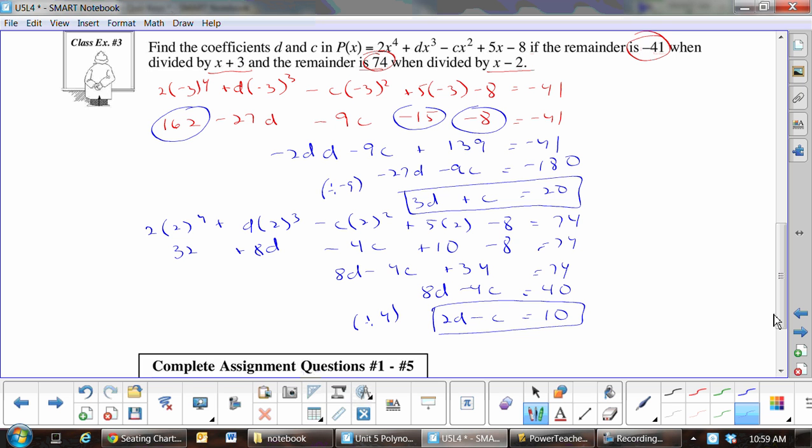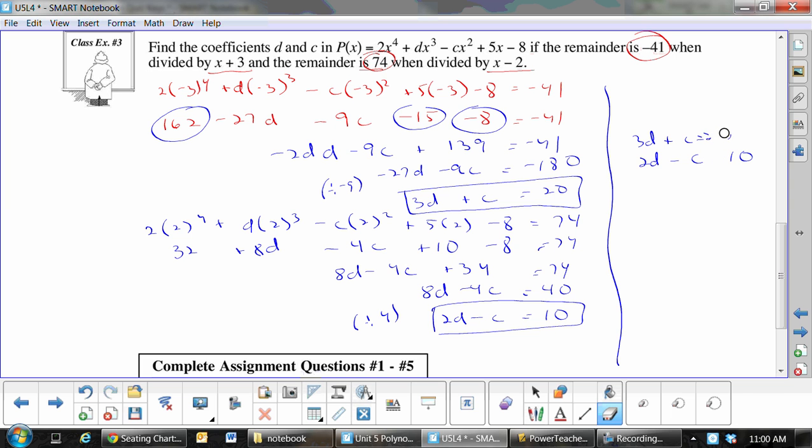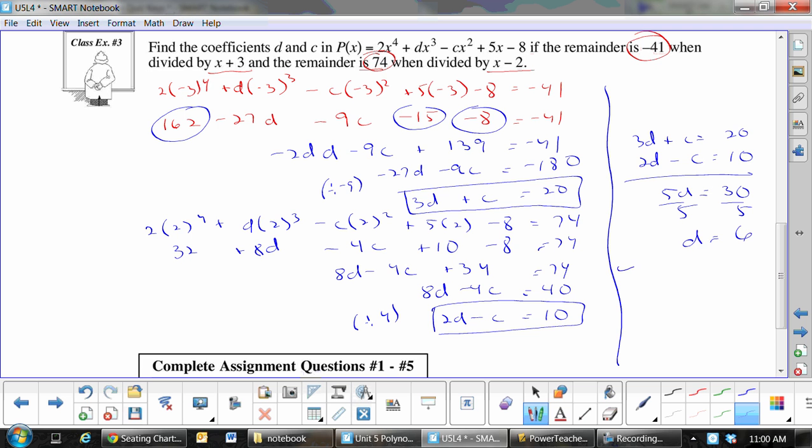Two equations, two unknowns. You can subtract the two, you can add the two. In this case, I got 3d plus c equals 20, and 2d minus c equals 10. Now, again, add them. Why? It gets rid of a variable for me. I will get 5d equals 30, divided by 5, d equals 6.